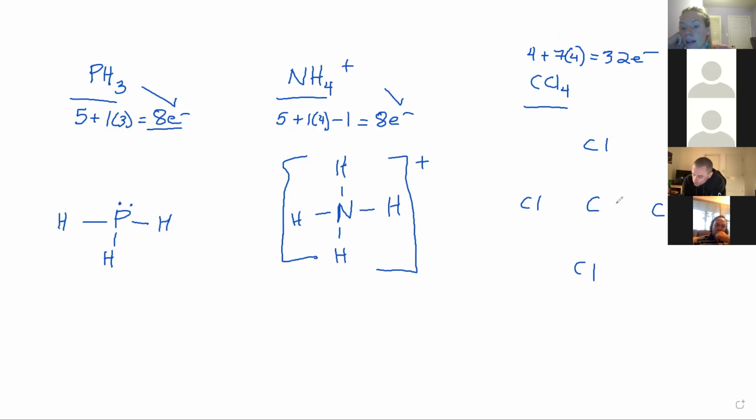First thing we do, stick it together. Bond, bond, bond, bond. Then I'm going to make the outer guys happy. So let's go pick a chlorine. Chlorine wants 8 electrons. Right now, he only has 2. So we need to give him 6 more. 1, 2, 3, 4, 5, 6. This chlorine also wants 8 and only has 2. So we'll give him 6. Same thing with this chlorine. We just sort of repeat the pattern around, and then the final chlorine also wants access to a total of 8.